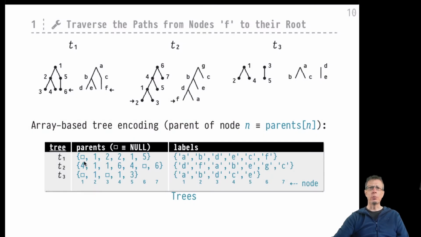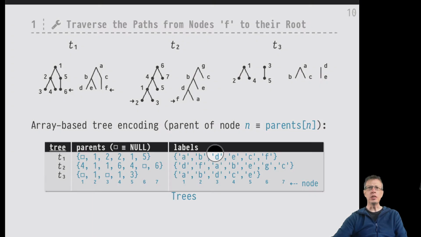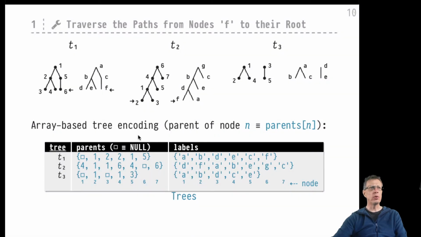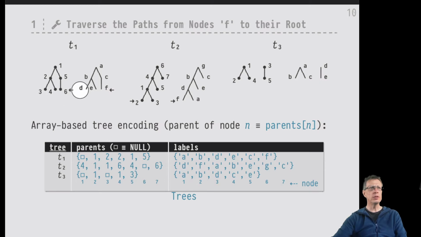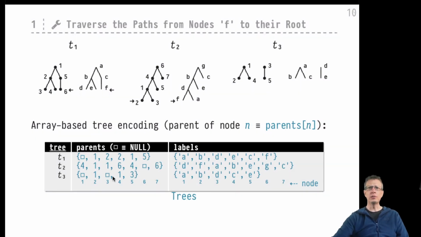Okay, so I hope you can recall how that worked. This is the labels array, which is synchronized. So if you find the parent's information at, say, offset 3 inside this array, you will find the label information at offset 3 as well. So let's look again. The node number 3 in tree T1 with parent 2 has label D. Yeah, that looks good to me. Okay, so this is the array-based encoding of trees in our table trees.